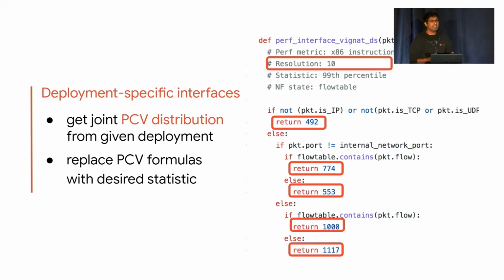And the idea here is that someone who wants to use the NAT doesn't necessarily care about its performance in the general case. They care about its performance in their deployment, so for their workload and for their hardware. And so what this interface does is really instantiate the general case interface with distributions specific to a particular deployment. And by doing that, it's able to get rid of the PCVs and return performance as concrete statistics. So in this example, the interface returns the 99th percentile latency, and it returns them as concrete numbers.